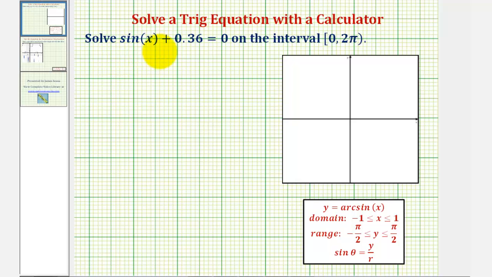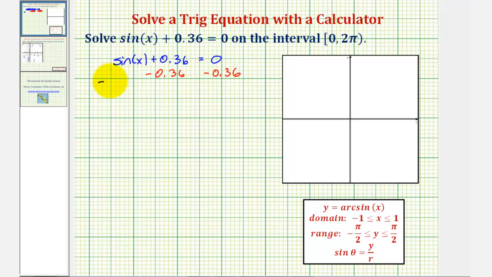We want to solve the equation sine x plus 0.36 equals 0 on the interval from 0 to 2 pi, where the interval is closed on 0 and open on 2 pi radians. So we first want to solve the equation for sine x. So if we have sine x plus 0.36 equals 0, we'd begin by subtracting 0.36 on both sides.